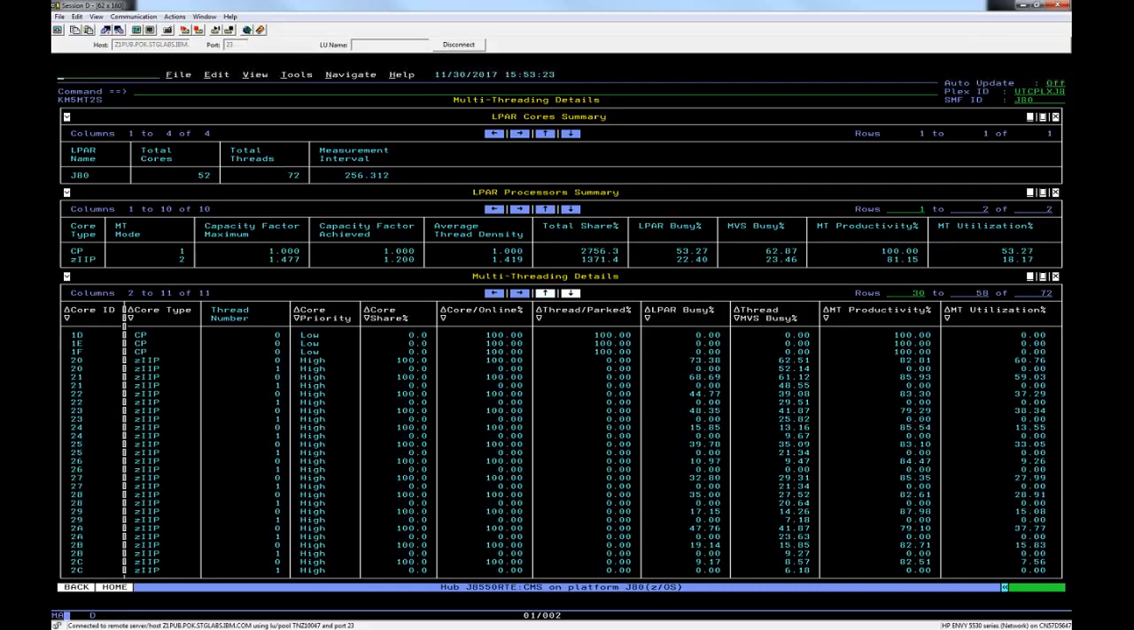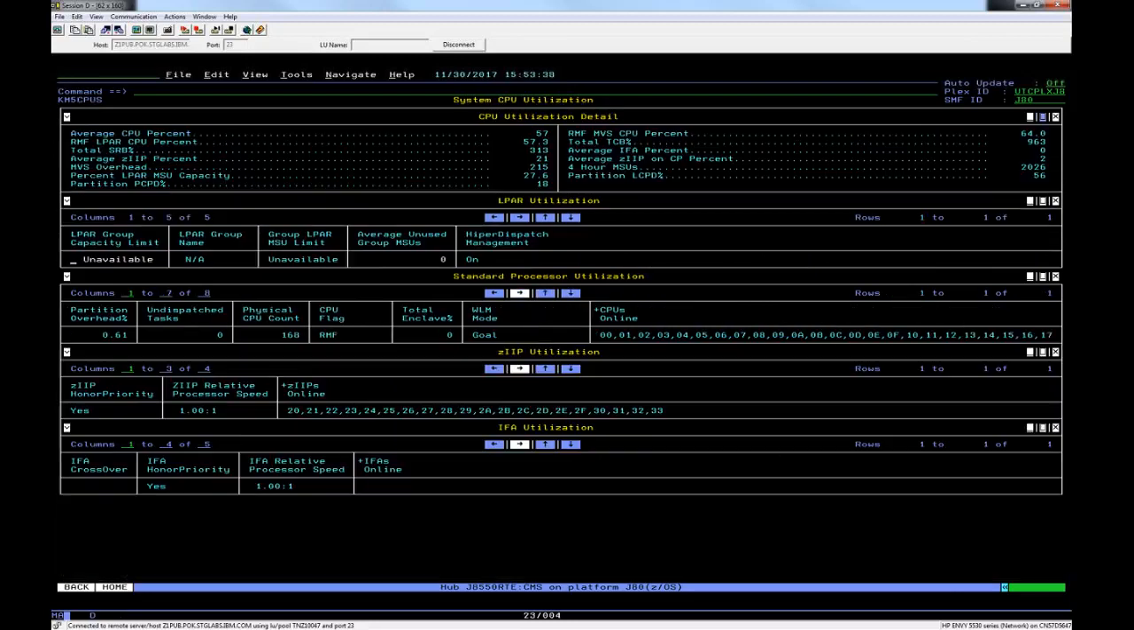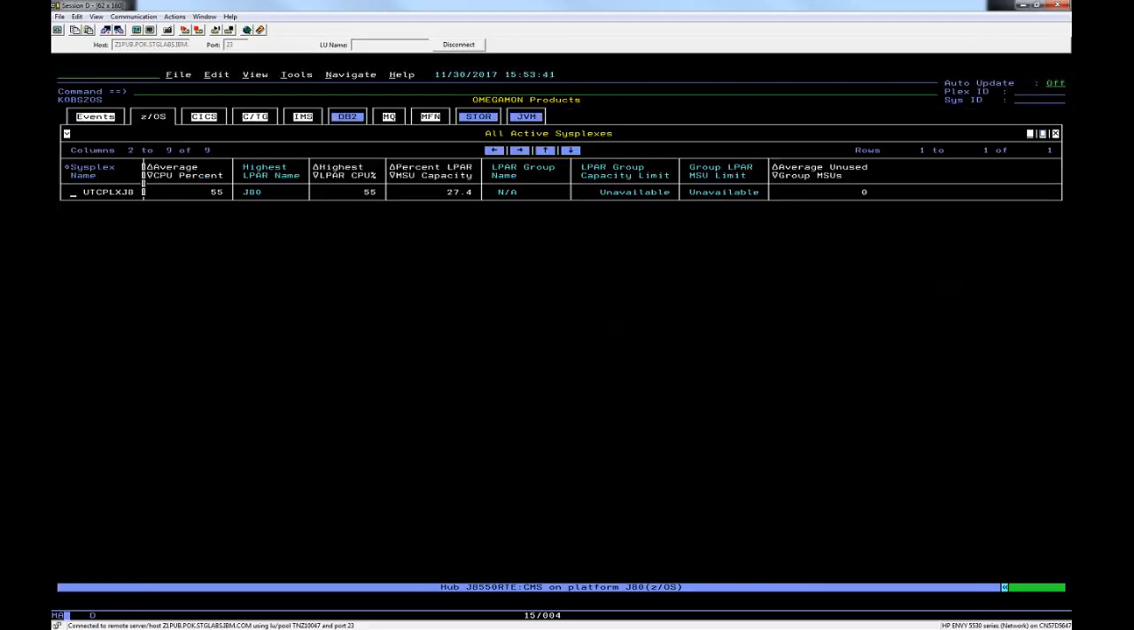But if we get down to the zIPs, we see the same thing as we saw with hyperdispatch. We see these metrics. We see again the operating system view of the thread utilization or logical processor utilization. And that, I think, covers as much as I want to.